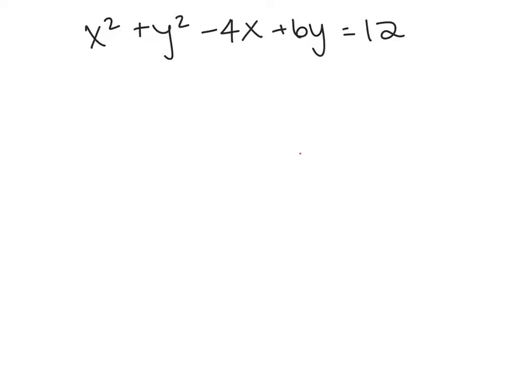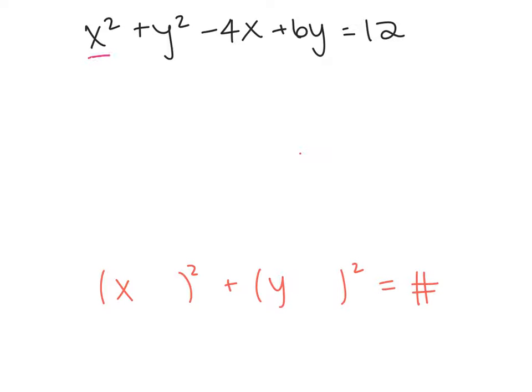So the whole goal is that in the end, we need to have a square on the outside with an x term, a y term with a square on the outside, and it has to equal some number because that's going to be our radius squared. So to get there, we need to complete the square with our x's, complete the square with our y's.